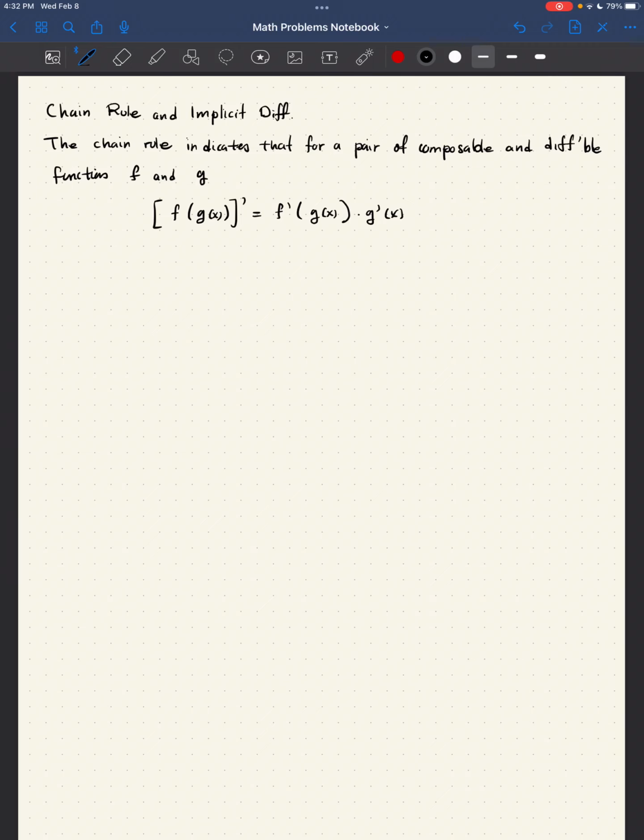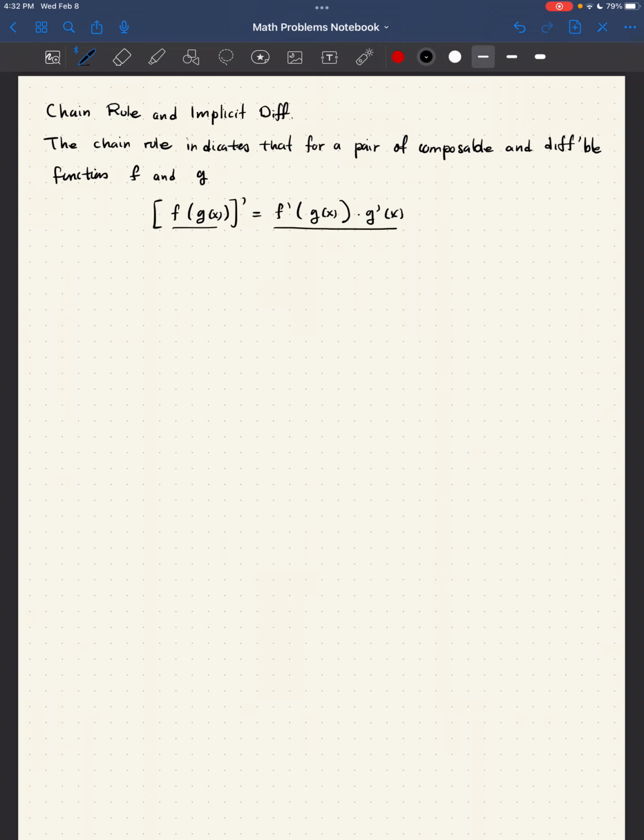Hello. This time we're going to discuss the chain rule and implicit differentiation. So the chain rule indicates that for a pair of composable, differentiable functions f and g, the derivative of the composition of f with g is given by this particular rule.